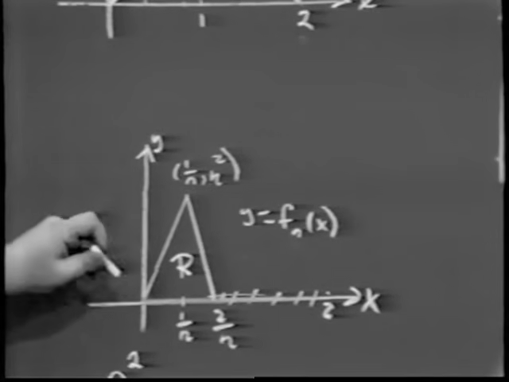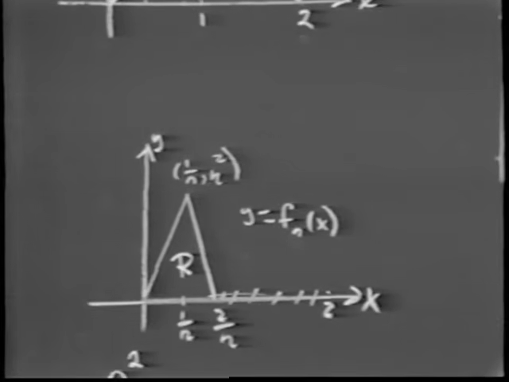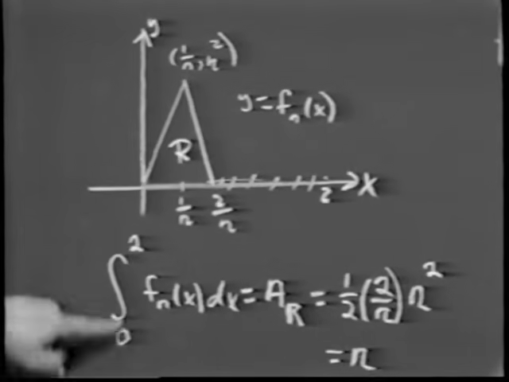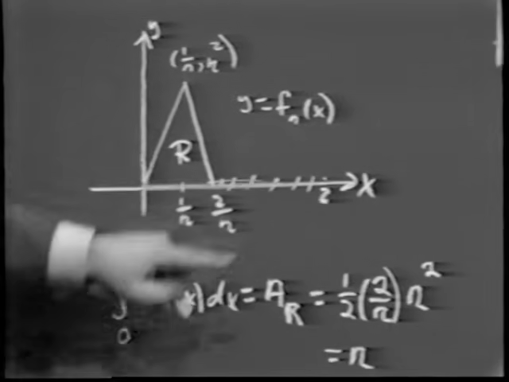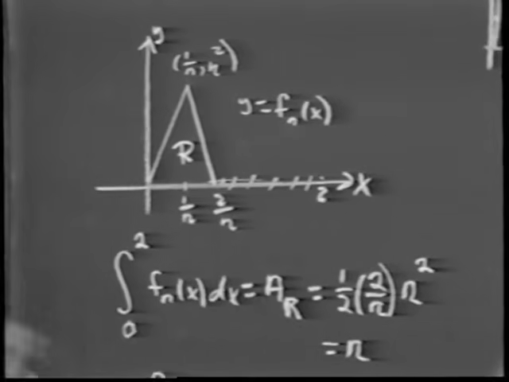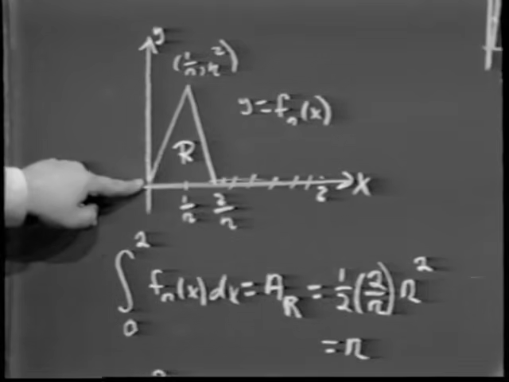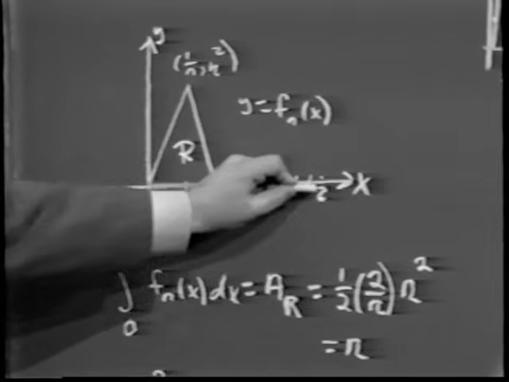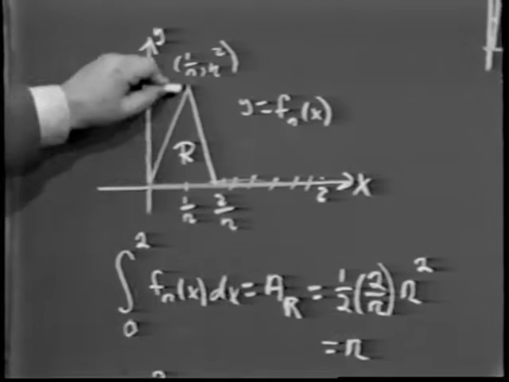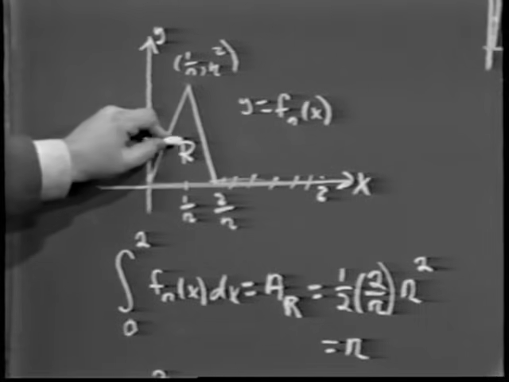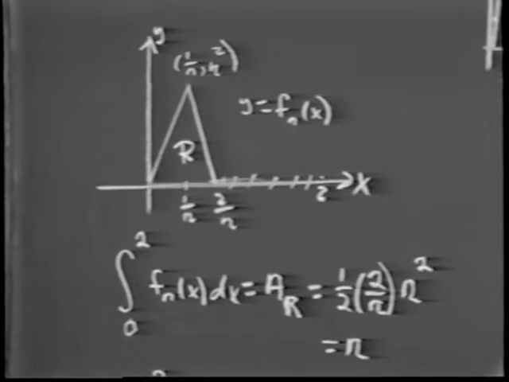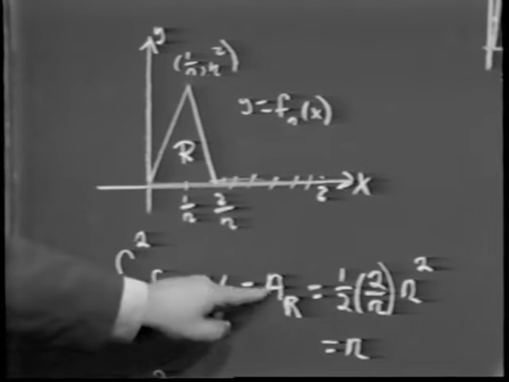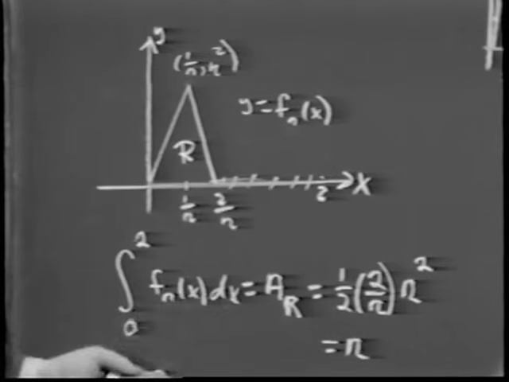Let's try to visualize what the integral from 0 to 2 of f sub n of x dx means. After all, in the case of a continuous curve, which this is, isn't the definite integral interpreted just as the area under the curve? Well, the curve coincides with the x-axis from 2 over n on to 2. Consequently, this triangular region, which I call R, is the area under the curve. In other words, the integral from 0 to 2 of f sub n of x dx is the area of the region R.